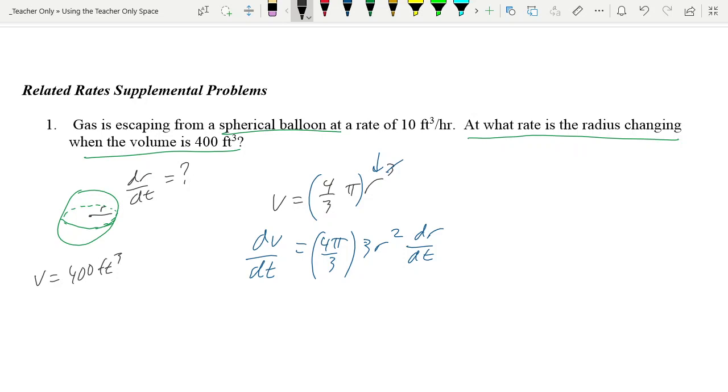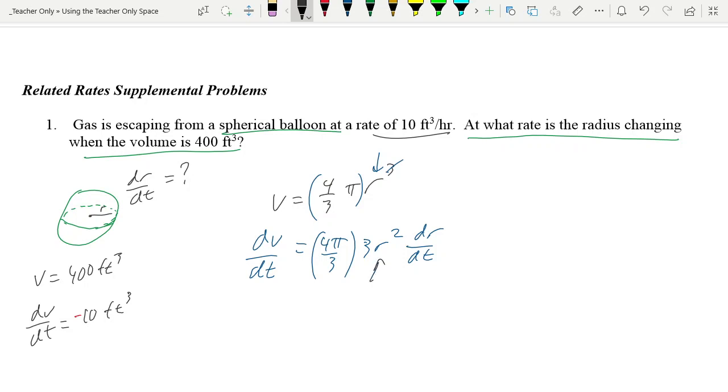And so we go back and we look. And we say, okay, what do we know? We know gas is escaping from a spherical balloon at a rate of 10 cubic feet per hour. So therefore, I know dV/dt is equal to 10. Now, we need to think very carefully, because dV stands for the change in the volume. So if it's escaping, then that means the volume of the balloon is getting smaller. So I need to make sure I get that negative in there. The change in volume is negative. That's decreasing.